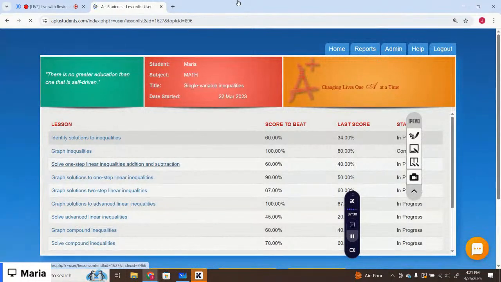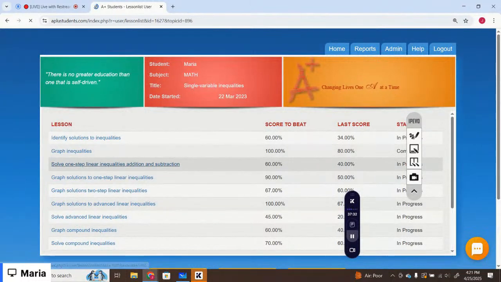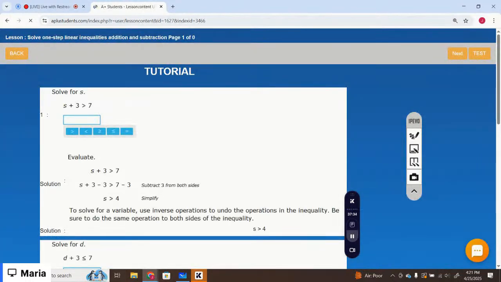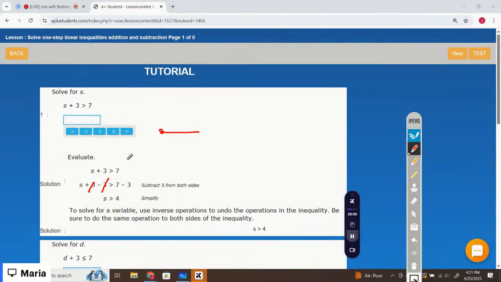Solve one-step linear inequalities, addition and subtraction. Solve for S. S plus 3 is greater than 7. We have to do the inverse operations. Just subtract 3 from both sides. 3 and 3 cancel out, and 7 minus 3 is 4. So S is greater than 4.